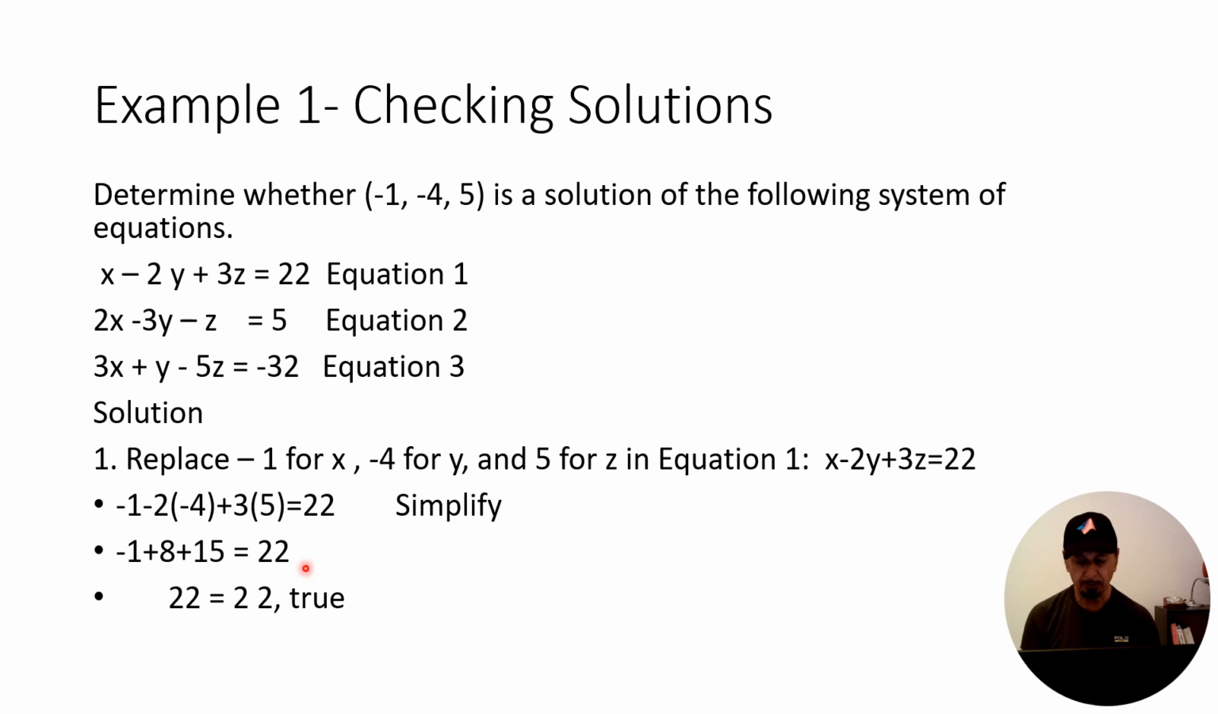So we have -1 minus 2 times -4 plus 3 times 5 equals to 22. Now we simplify the left side: -1, -2 times -4 is plus 8, 3 times 5 is 15, equals 22. Now 15 plus 8 is 23, minus 1 is 22. So we have 22 equals 22, which is true. So this says that -1, -4, 5 is a solution to equation number 1.